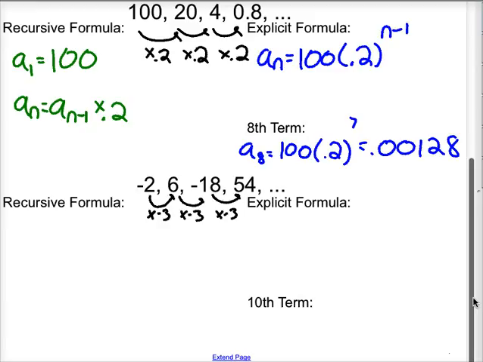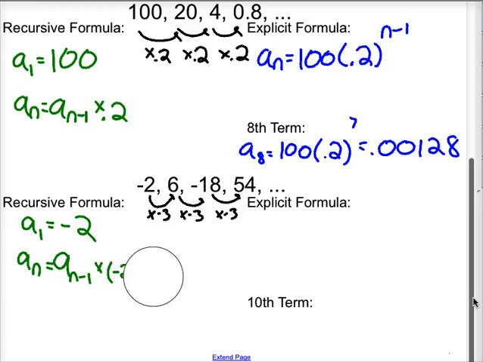So to get from term to term, this time that r is going to be -3. So I state my first term. My first term is -2. And now what am I doing? To go from term to term, I take my previous term and I'm multiplying it, oh, not by -2, I'm sorry, I'm multiplying it by -3. So that's how you can write your recursive one.